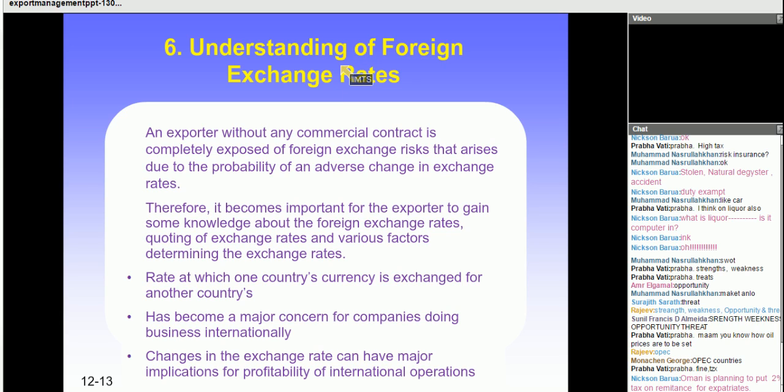So, how is this exchange rate determined? It is again determined on the demand and supply basis, and the demand and supply basis is determined on the basis of balance of payment. Exports will indicate how much revenue we are earning, and imports will indicate how much payments we have to make. So depending upon the revenue which we will get and the payments which we will have to make, the exchange rate is determined.